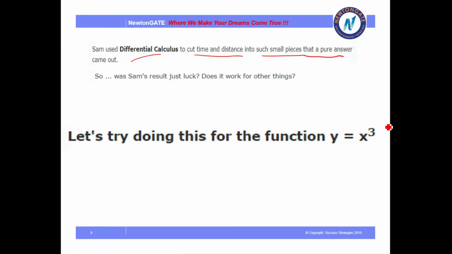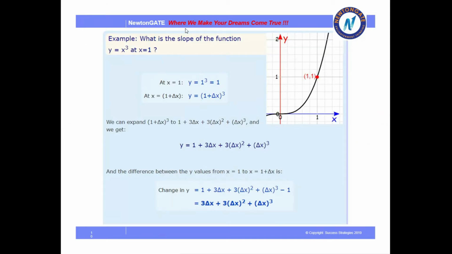Now let us try the same thing for the function y equal to x cube. Here we have to find the slope of the function y equal to x cube at x equal to 1. First of all, this is the curve of y equal to x cube. At this point 1 comma 1, we will find the slope. Now if you remember, slope was change in y by change in x.